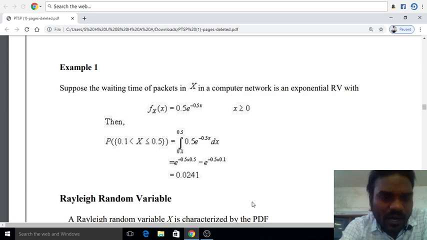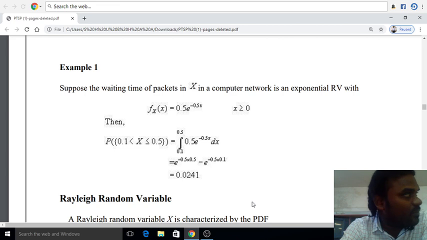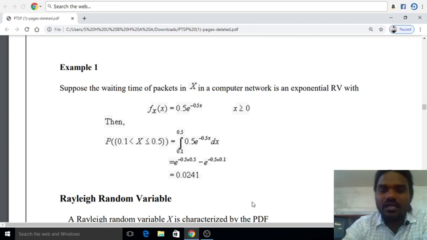So I am going with the probability between the two limits, that is 0.1 to 0.5. That means we can have this integration with limits 0.1 to 0.5 of 0.5 into e to the power of minus 0.5 x dx. If you integrate this and substitute the upper and lower limits, you get e to the power of minus 0.5 into the upper limit 0.5, minus e to the power of minus 0.5 into the lower limit 0.1.